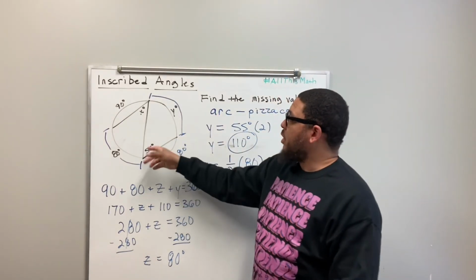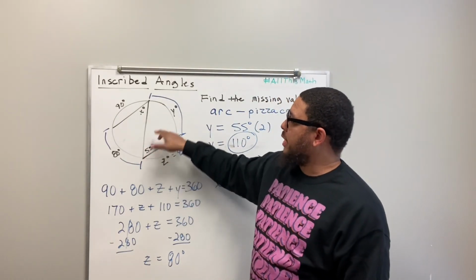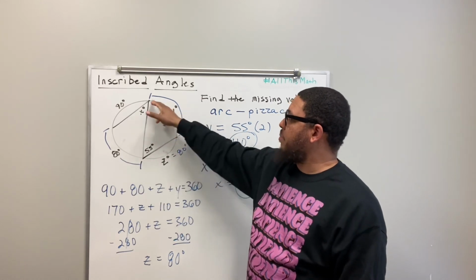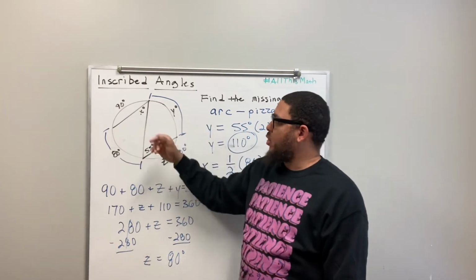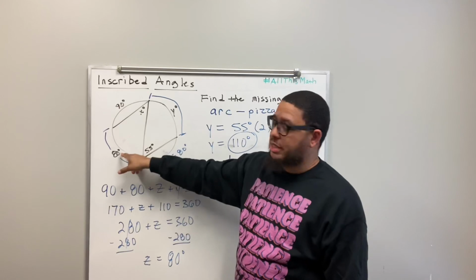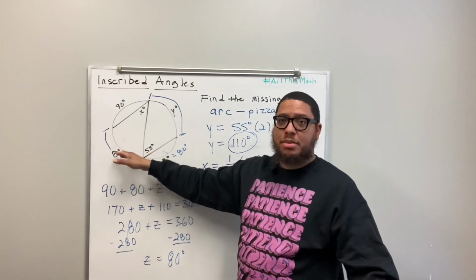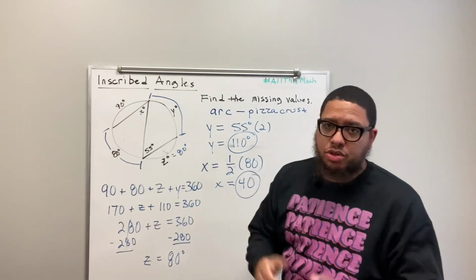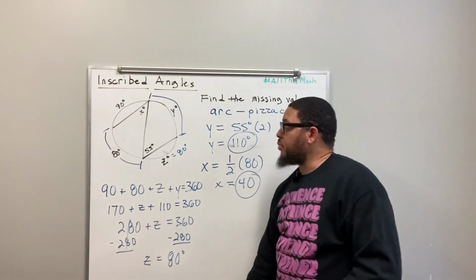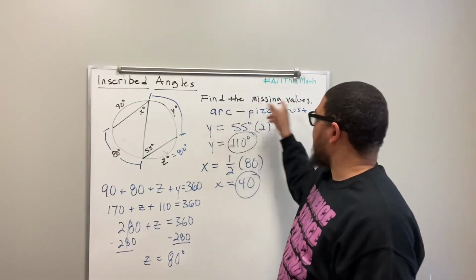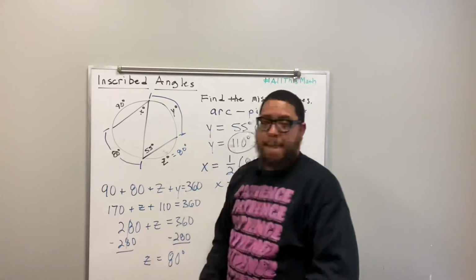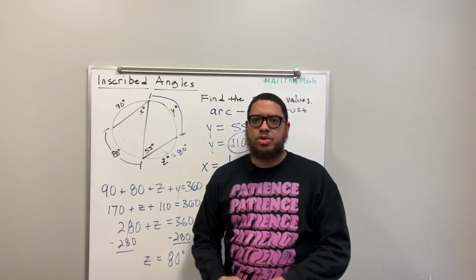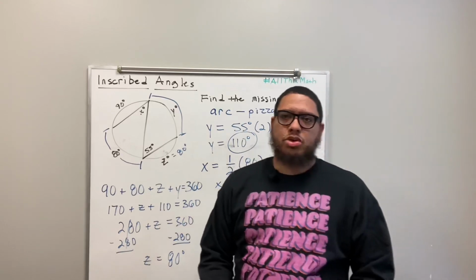So, boom. So the inscribed angle is always gonna be half of the measure of the arc. Likewise, the arc itself is always gonna be double the measure of the inscribed angle. So those are some things you gotta remember. Those are some things we used to answer this question, find the missing values, and now we're done. And that's just a little bit of intro to inscribed angles and just some circle geometry.